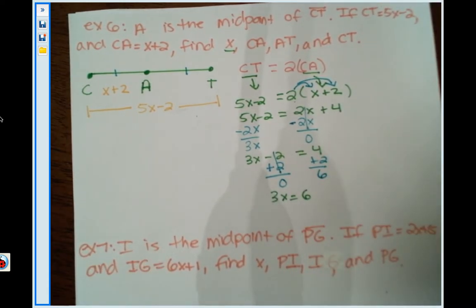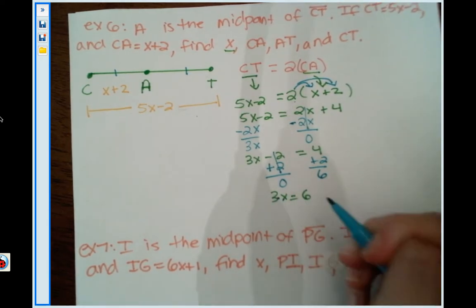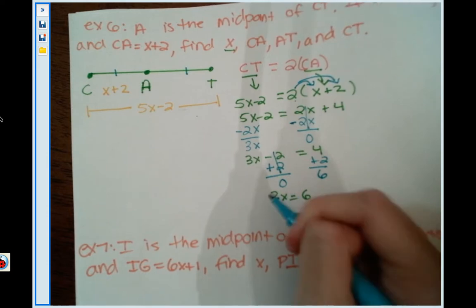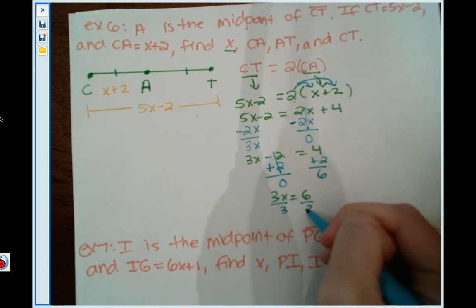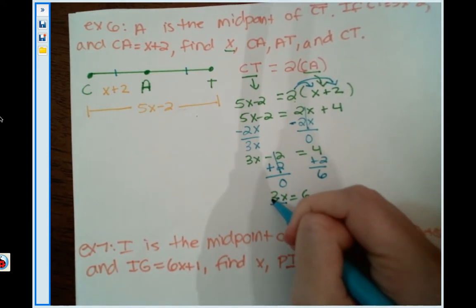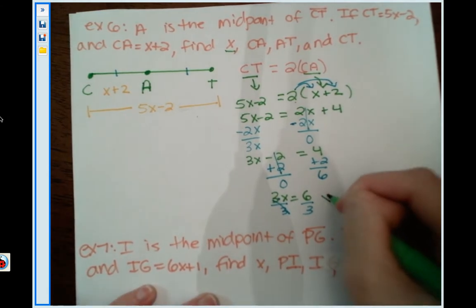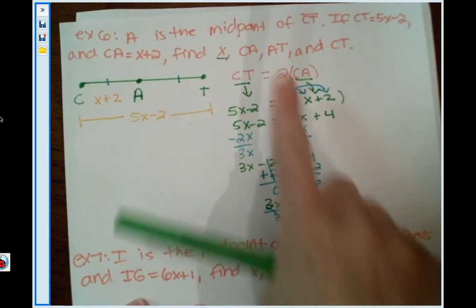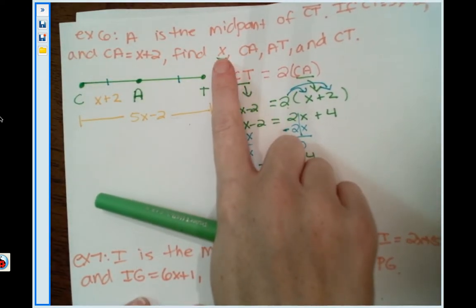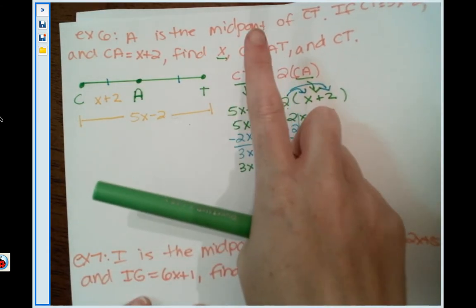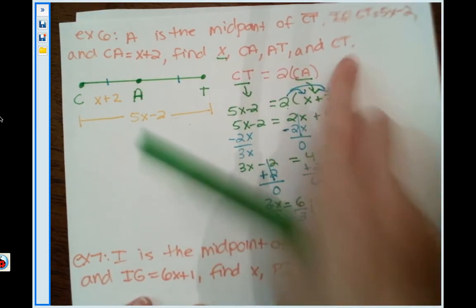All right, so we're so close to solving for x. This 3 is secretly multiplying my x, so the way we move it to the other side is by dividing on both sides. 3 divided by 3 cancels and turns to 1, and 6 divided by 3 is 2. So yay, we know our x is 2. But that is only one piece of the puzzle. We know x, we still need to find CA, AT, and CT.